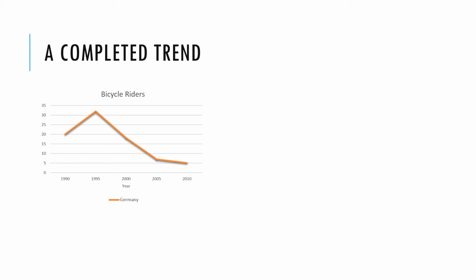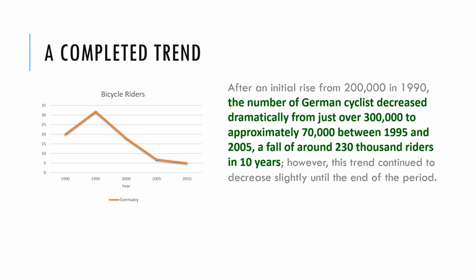We'll have a look at a completed trend. Looking at Germany for the years 1990 to 2010, we have our model answer, which is: after an initial rise from 200,000 in 1990, the number of German cyclists decreased dramatically from just over 300,000 to approximately 70,000 between 1995 and 2005, a fall of around 230,000 riders in 10 years. However, this trend continued to decrease slightly until the end of the period.